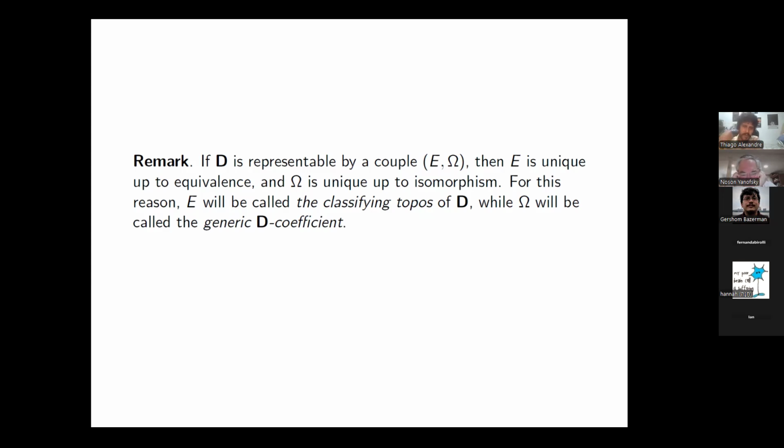It's generic because all other D coefficients, all other objects in D of X for some topos X, are generated by omega through geometric morphisms, right? With target E.